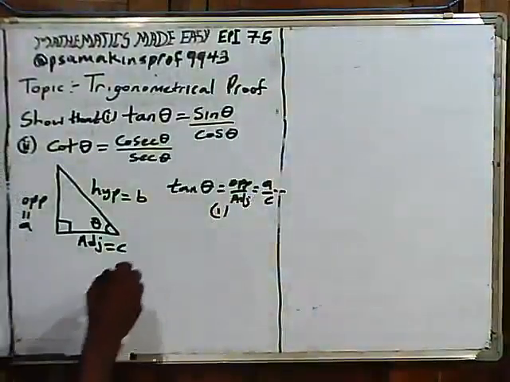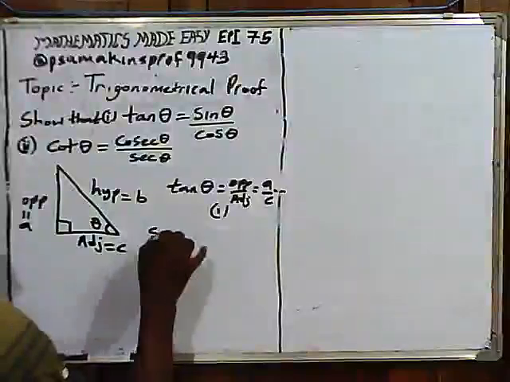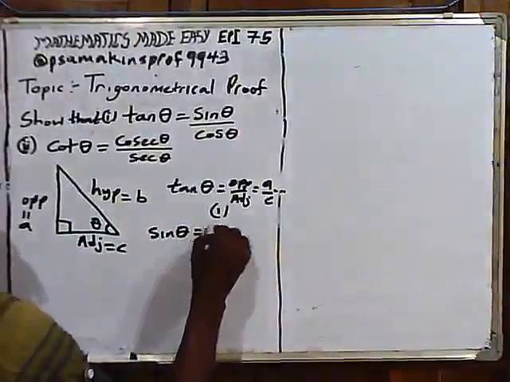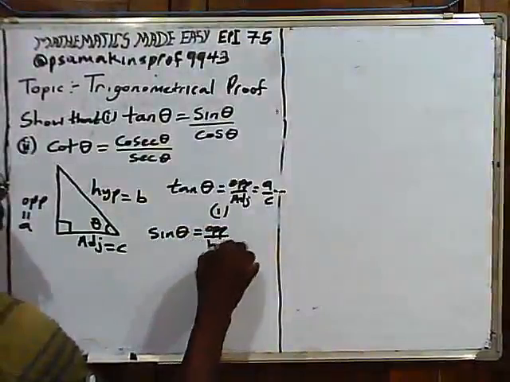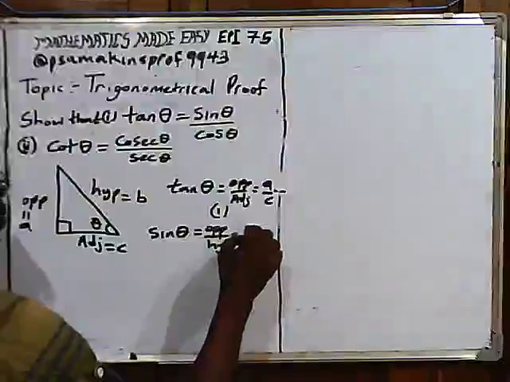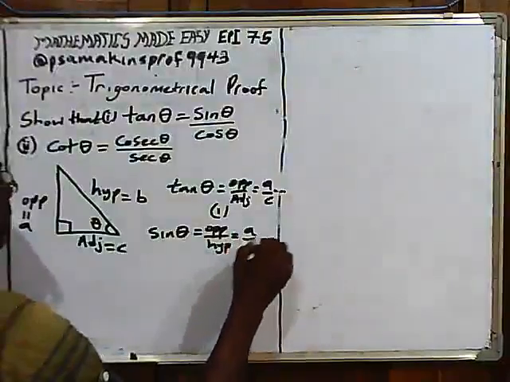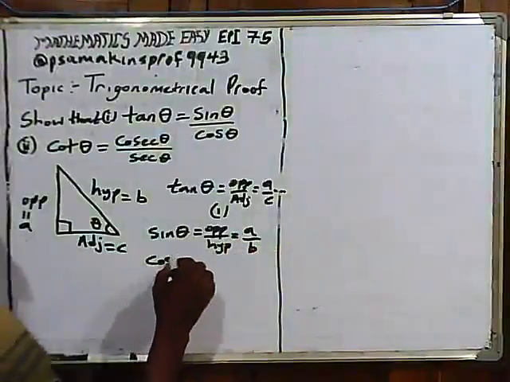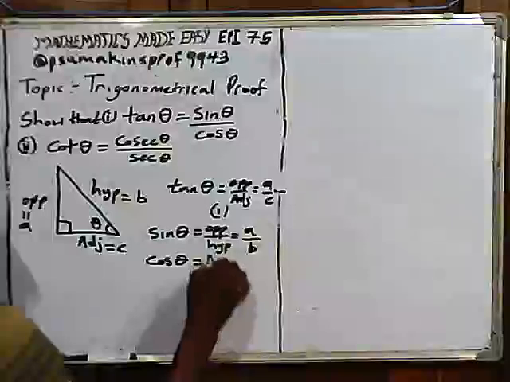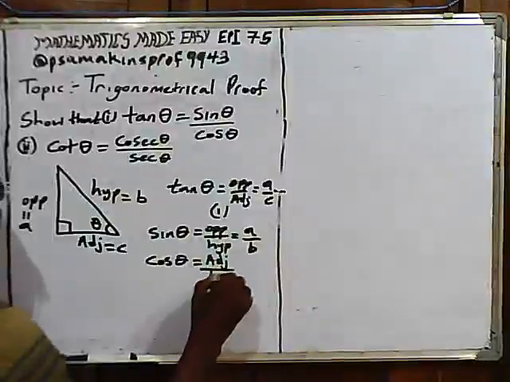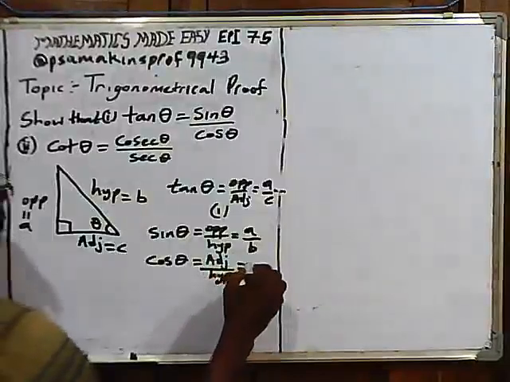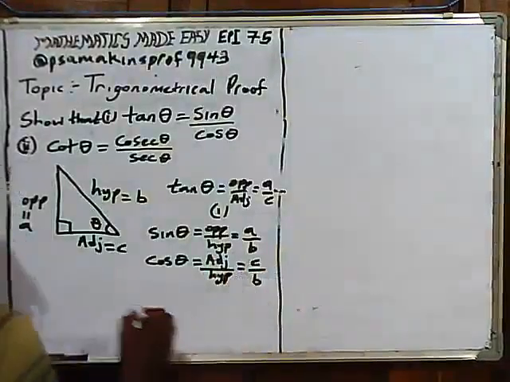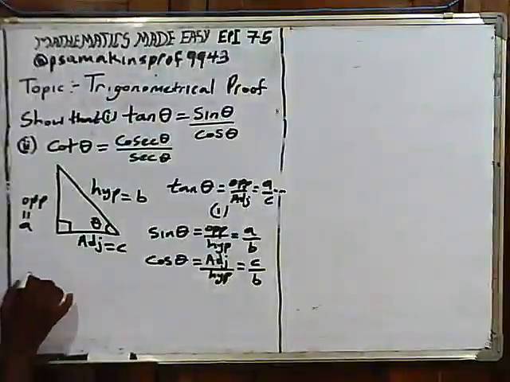Then let's look at the right hand side. Sin theta, that is SOH, and that is opposite over hypotenuse. Opposite is A, hypotenuse is B. Then what of our cos theta? That is CAH, that is adjacent over hypotenuse, and that gives us adjacent C over B. So if that is the case, let's now place it on one another.